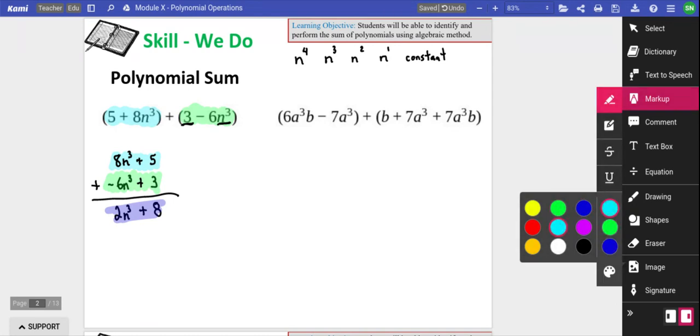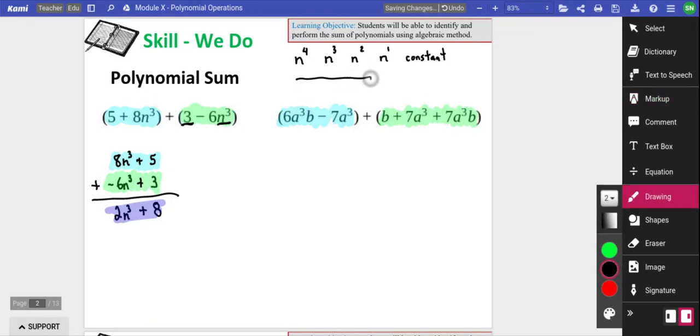We will start by identifying this is the first parenthesis, second parenthesis. We will also be rearranging them in descending order, just like we did right here. Descending order again, meaning you go with the highest exponent, second highest, and so on. Now, in this problem, we have two variables, a and b. So we will take care of which one has the highest exponent on the a. We will be doing it in alphabetical order.